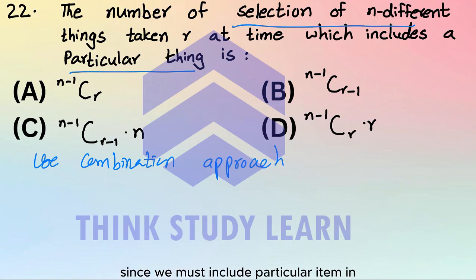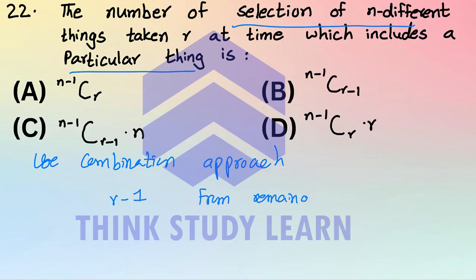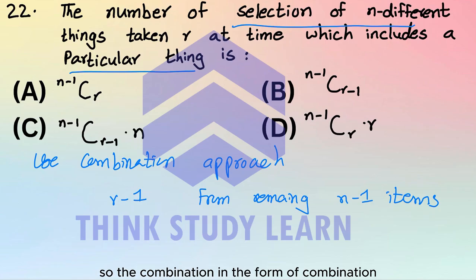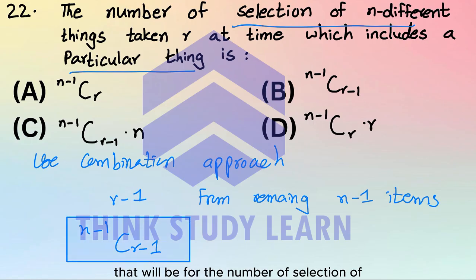Since we must include a particular item in every selection, we are left to choose r minus 1 items from the remaining n minus 1 items. So in the form of combination, it will become n minus 1 C r minus 1. So this is the combination that will be for the number of selection of n different things when r is taken at a time which includes a particular thing. B option is the right answer.